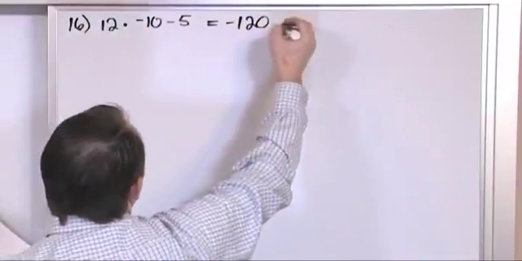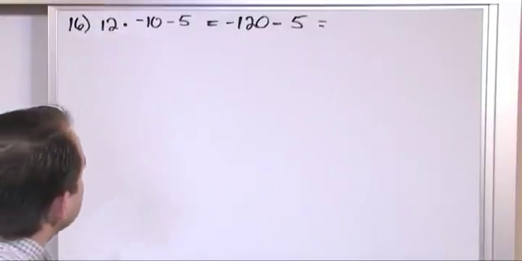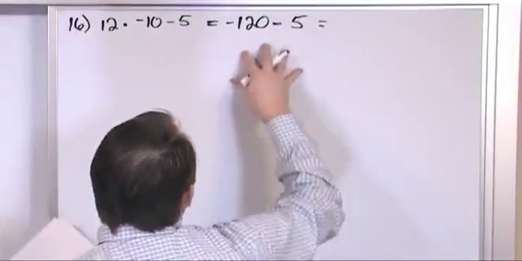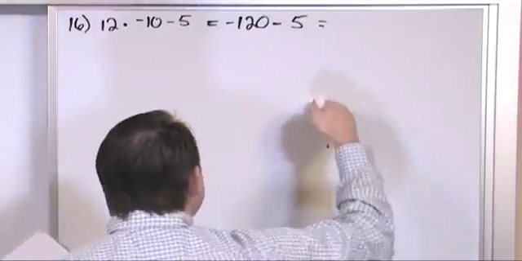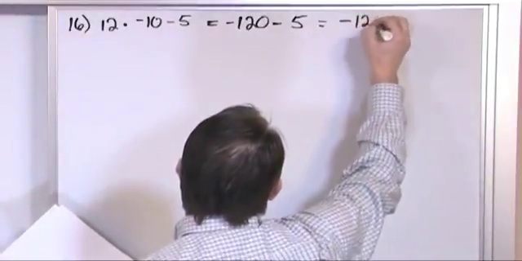So negative 120, and we still have to subtract 5. Going back to our subtraction lesson, what we're doing here is starting at negative 120 and going more negative by subtracting 5 more. So this is going to be negative 125.